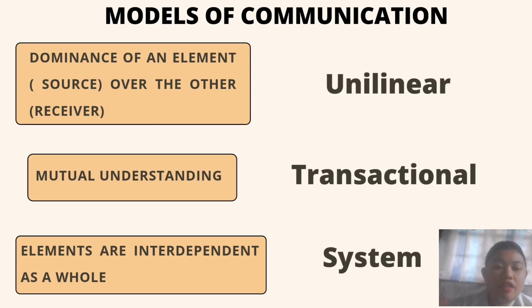So it means that each of the elements is very important, essential in the process, because one element cannot work with the other if the element is not present. So basically, all the elements in the systems model must be involved in order to achieve a common goal, which is to function as a whole and to create an effective communication.